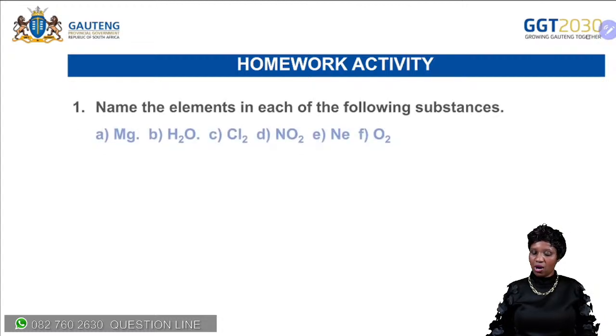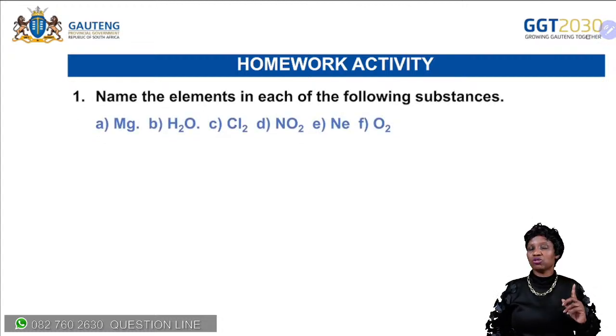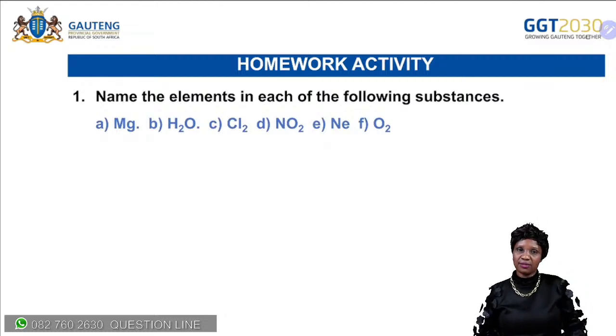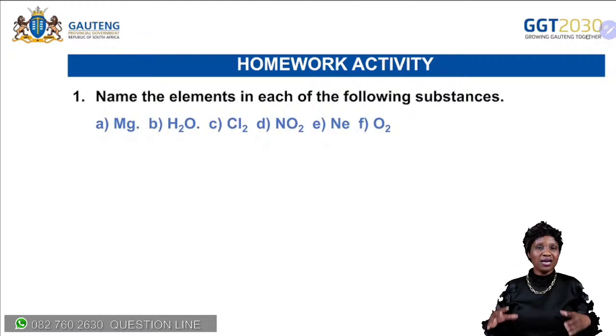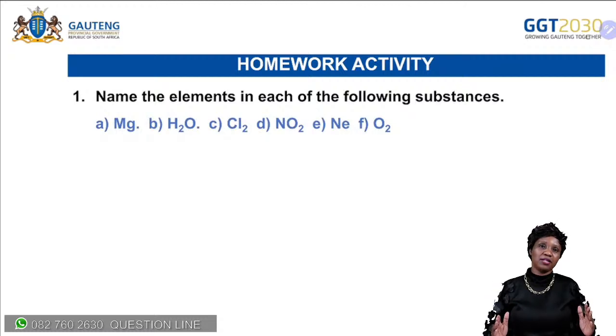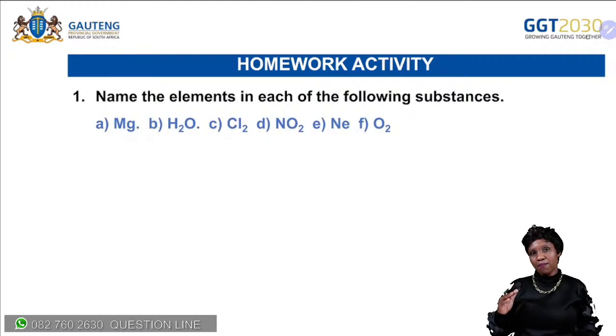And then we've got our homework activity, which I want you, grade 8, to copy. All right. Question number 1 says, name the elements in each of the following substances. When you are answering these questions, grade 8, you need to have a periodic table of elements with you. Remember, at the back of our textbooks we've got the periodic table of elements, and even in your classworks. Make sure you paste the periodic table of elements at the back of your book. Do you get it? All right.